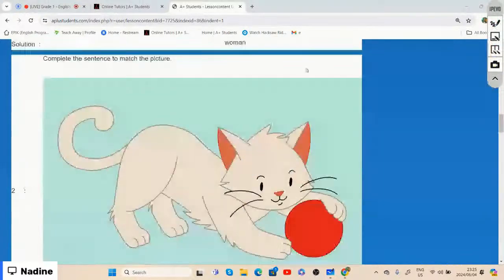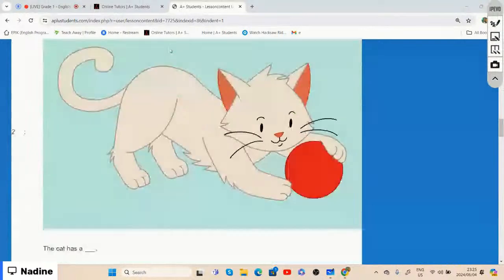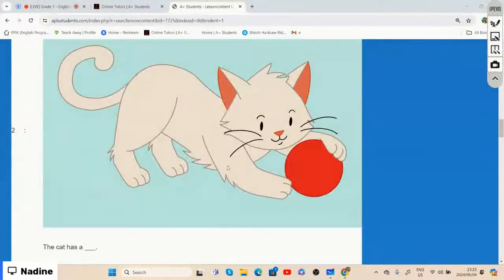If we look at the next sentence, right? It says the cat has a what? What does the cat have? What is the cat playing with?